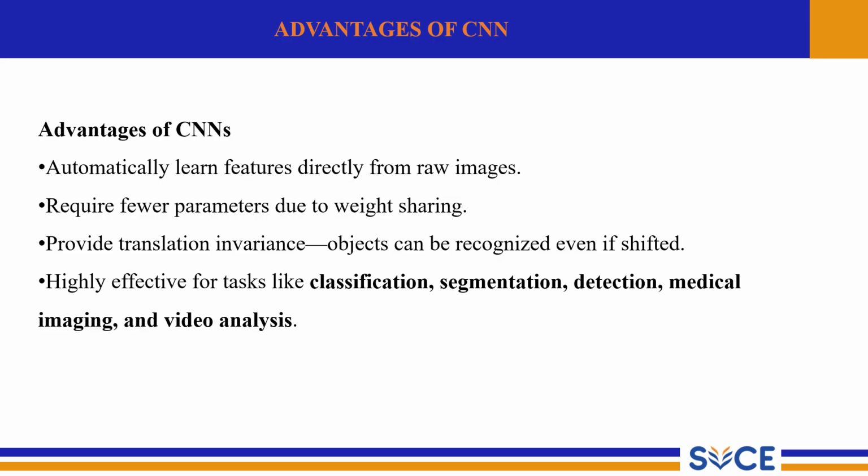And the next one is translation invariance. CNNs can recognize objects even if they shift slightly in the image. Pooling and convolution operations help make the network robust to small movements or distortions. Highly effective for many tasks. CNNs excel at image classification, object detection, and segmentation. They are widely used in medical imaging, video analysis, facial recognition, autonomous driving, and more.